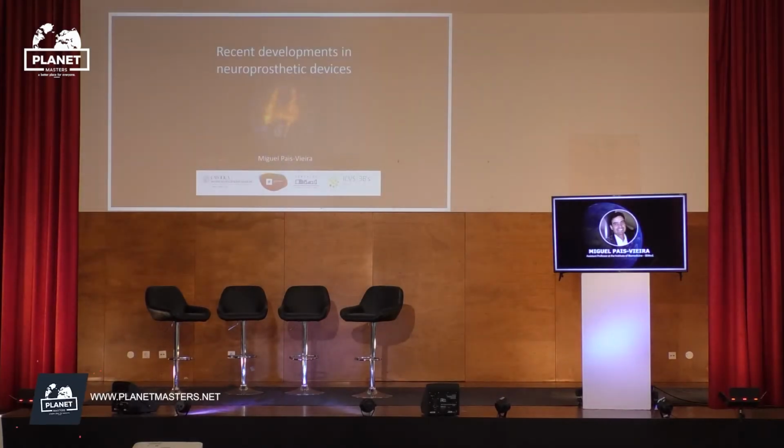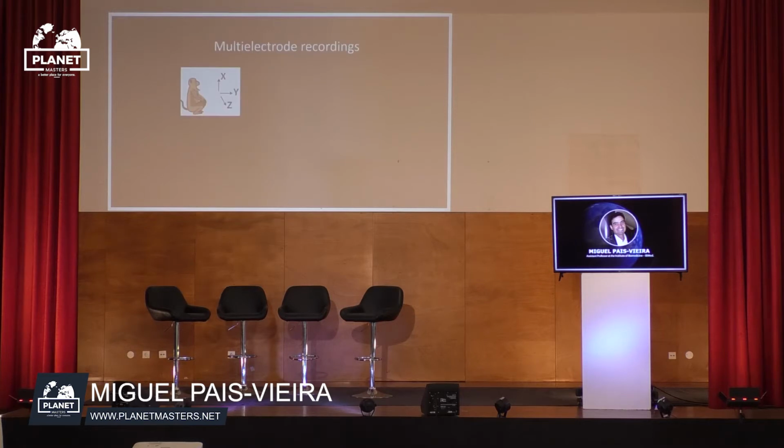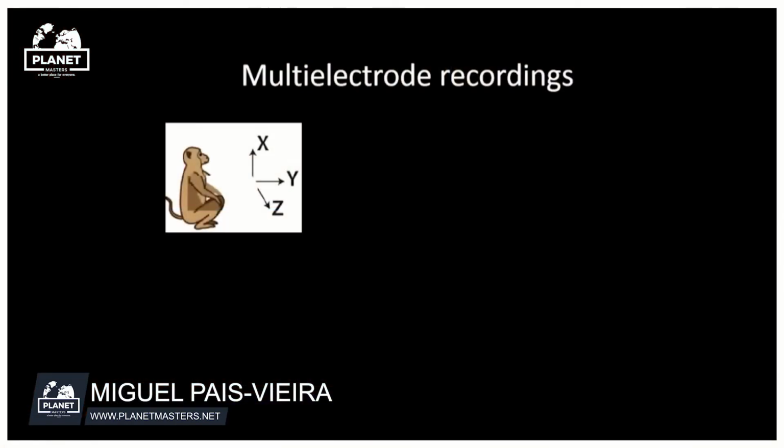I'll be talking a little bit about brain-machine interfaces and some of the recent developments in neuroprosthetic devices. Now, very often in systems neuroscience and brain-machine interfaces, we use an initial task and we try to correlate or understand how the brain is processing that particular task.